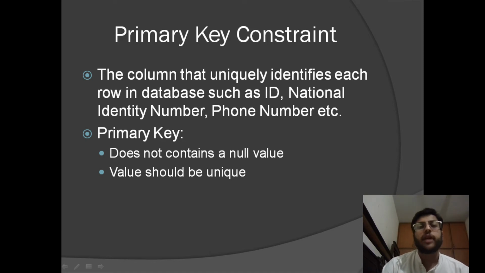The first one is that it should not be a null value. It should not be left empty. There should be a value within that column, right? And the second one is it should be unique. Two rows will not have the same value for the primary key. They should be unique, they should be different.